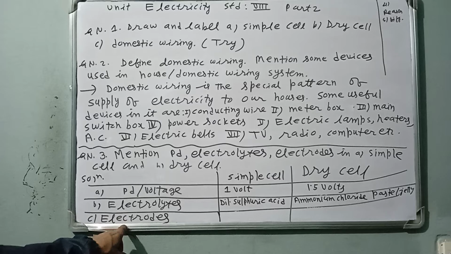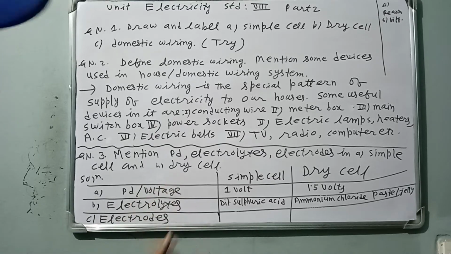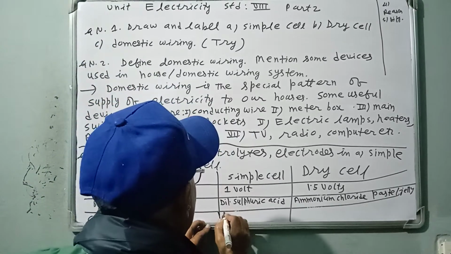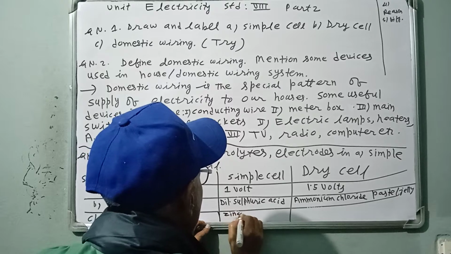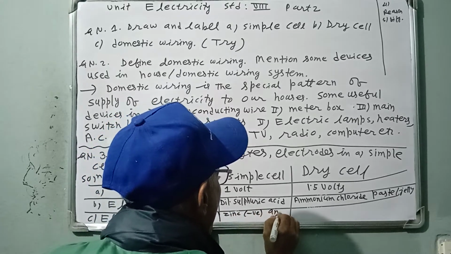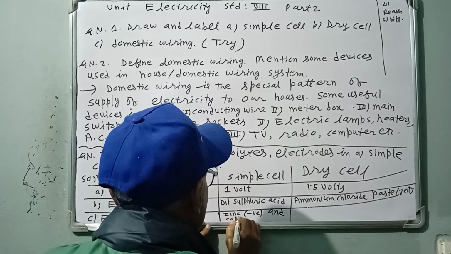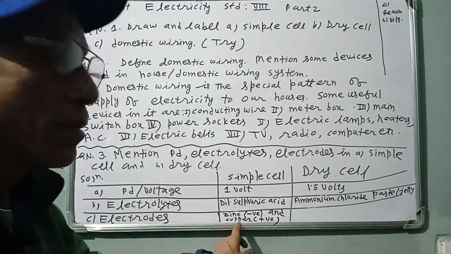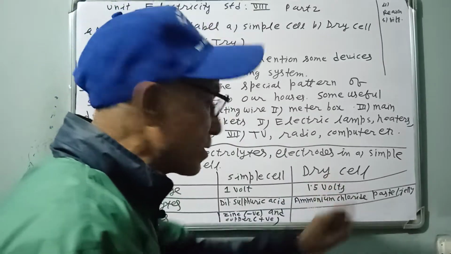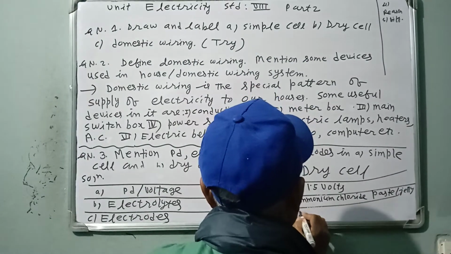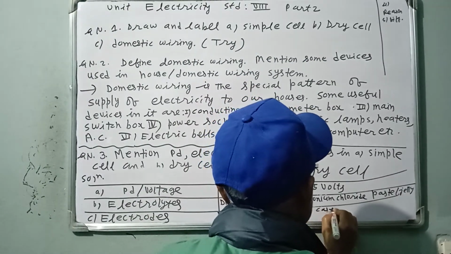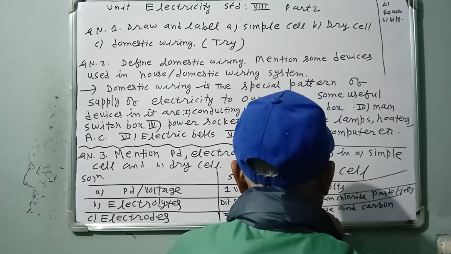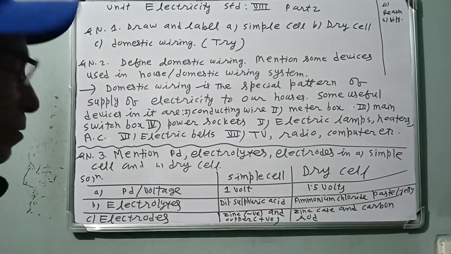Electrodes. Electrodes are the conducting rods or plates used in a simple cell or dry cell. Electrodes, here zinc and copper. Zinc negative and copper positive. But in a dry cell, zinc case and carbon rod. Zinc case negative and carbon rod positive.